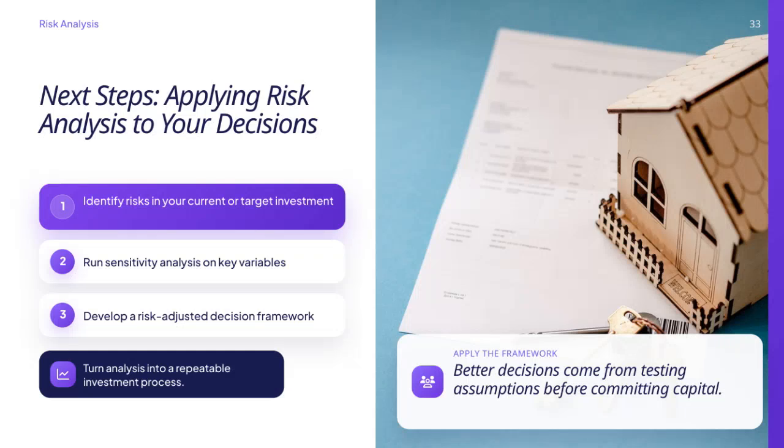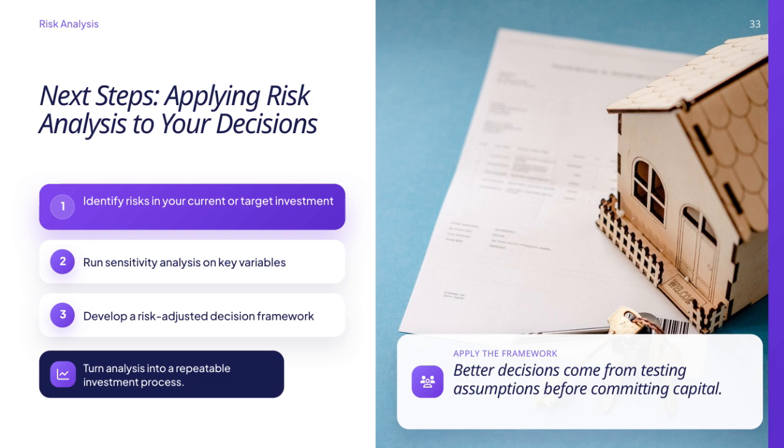Now that we've covered the fundamentals of risk analysis, let's talk about how you can apply it to your own investment decisions. First, start by identifying the risks associated with your current or target investment. Understand what factors could affect the outcome. Next, run sensitivity analyses on key variables to see how changes in these factors impact your potential returns. This helps you grasp the range of possible outcomes and their likelihood.